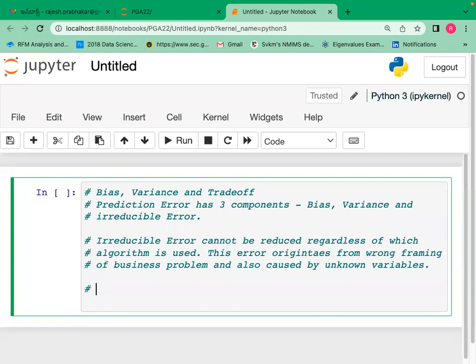So this irreducible error, you cannot reduce. It will be there no matter what you do. The error will still be there.